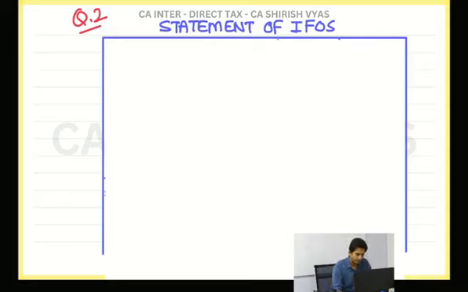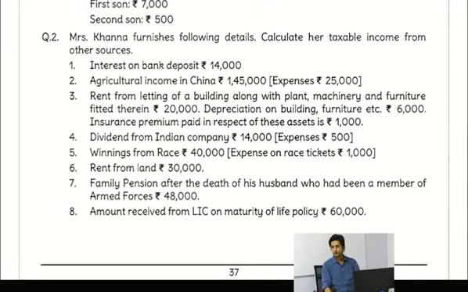Now, let's read. What is the first point of the question? Interest on bank deposit. Now, as soon as you see interest, what should come to your mind? Gold bonds, POSBA, PPF, Sukanya. If it is from that, then exempt. So check, is it from gold bonds, POSBA, PPF, Sukanya? No. So it will be taxable. And if it is taxable, dash or amount? Amount. So just copy the item and write the amount in the outer column.